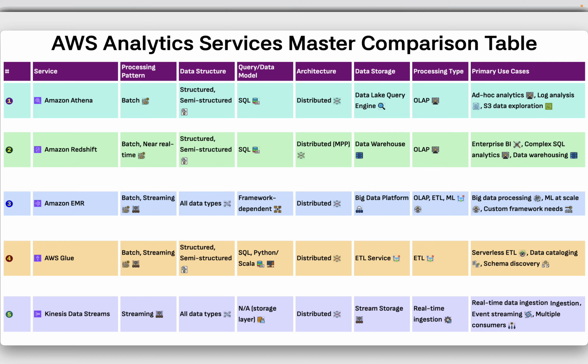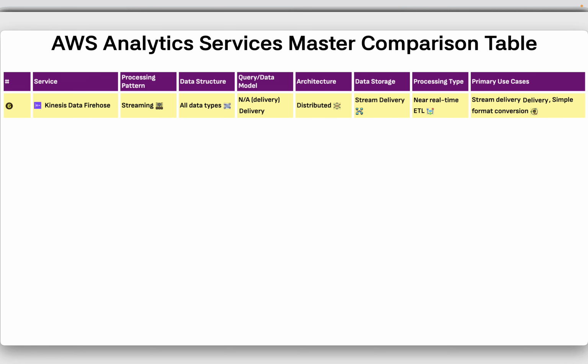Next one, Kinesis Data Streams. Processing pattern is streaming. Data structure, all data types. Query and data model is not applicable, it depends on the storage layer. Architecture, it's a distributed service. Data storage, stream storage. Processing type, real-time ingestion, and primary use cases, real-time data ingestion, event streaming, and multiple consumers. Next, Kinesis Data Firehose. Processing pattern is streaming. Data structure, all data types. Query and data model is not applicable.